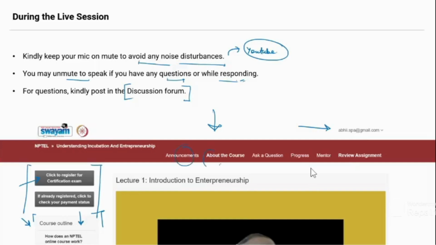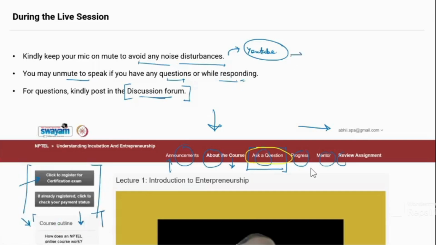There are certain headers available here. All the major announcements happen in this particular tab. The course detailing is here. What we are referring to is the discussion forum, which is available from the Ask a Question tab. You can explore this. That is why it's highlighted. This is the Ask a Question tab, and from here you can use the discussion forum functionality.